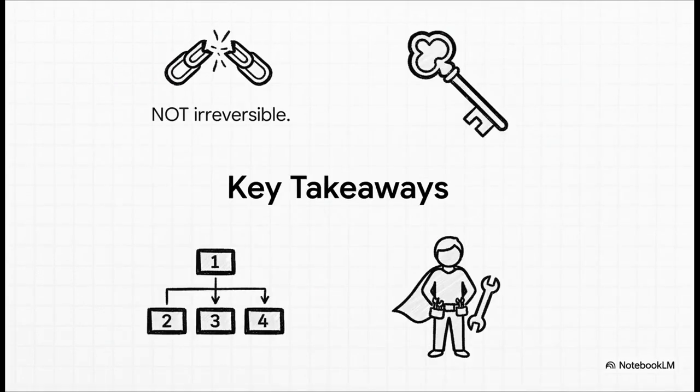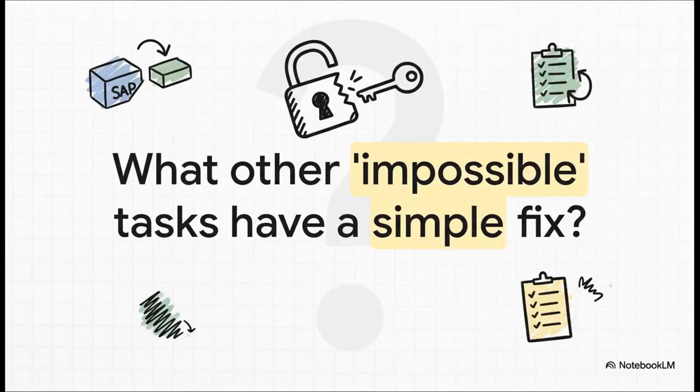So let's quickly recap what we've learned. The biggest point, a released transport is not irreversible. The program RDDIT-076 is your key. The process is a straightforward 4-step change, and most importantly, you can now fix this common mistake with total confidence. And that leaves us with one final thought. Knowing this solution exists, it kind of makes you wonder, doesn't it? What other impossible tasks in SAP might have a simple, hidden fix just waiting to be discovered?